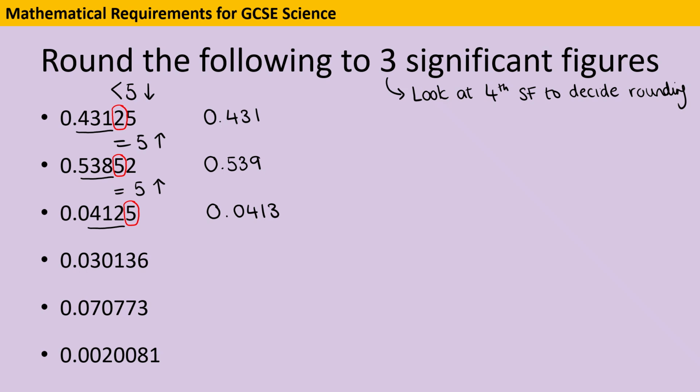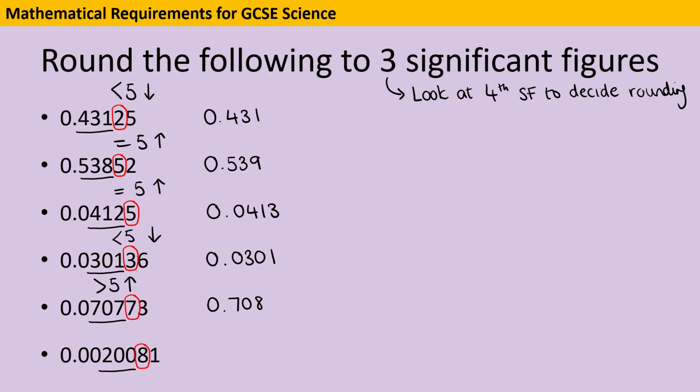And then for this next one, just like the previous one, we have got an additional 0 at the start, and you need to remember that that is not a significant figure. So our 4th significant figure is this 3 here, which is less than 5, so we're rounding down, and we're going to get 0.0301. Then we've got a 7, so we're rounding up, so that's going to become 0.0708, and again we miss off the numbers at the end.